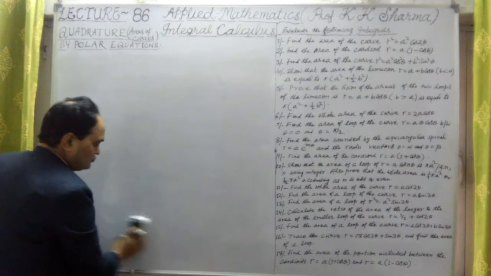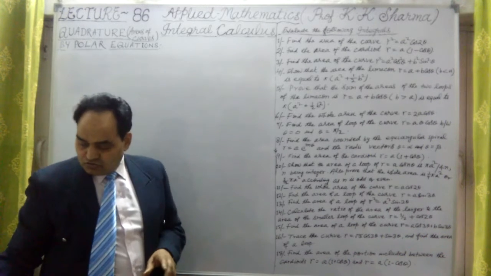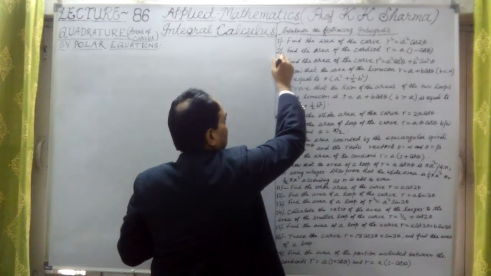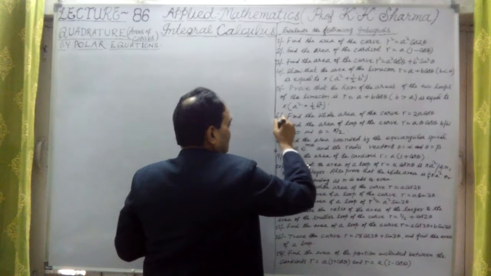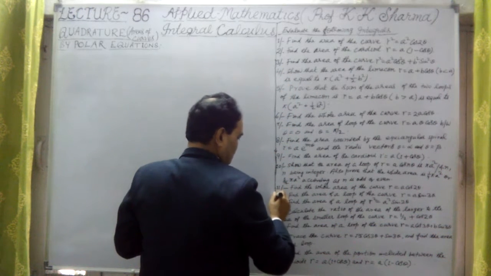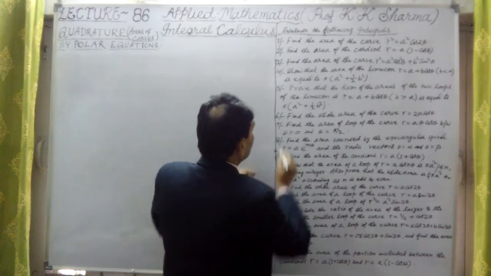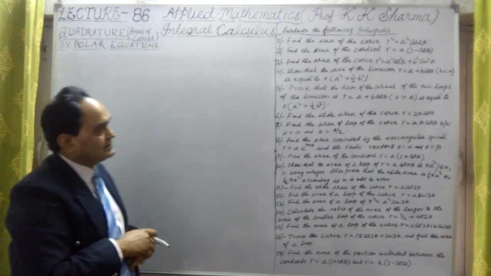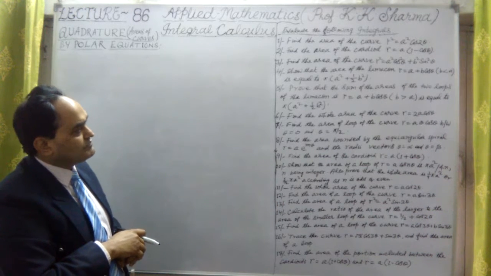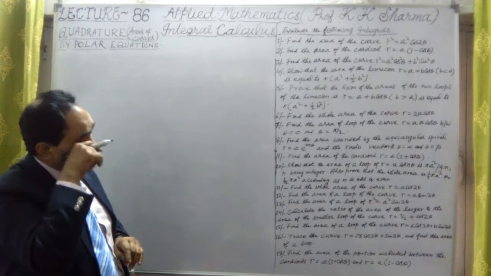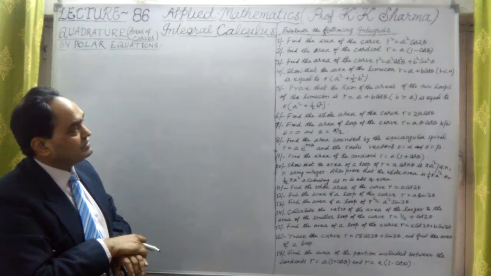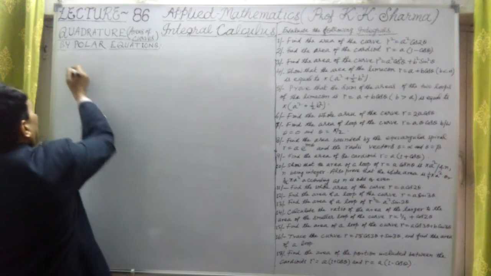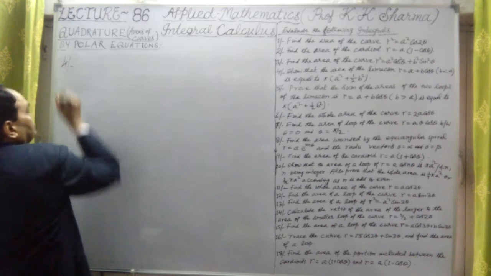Let me talk about question number 4, the fourth question. Show that the area of the limacon r equal to a plus b cos theta, where b is less than a, is equal to pi times a square plus half b square. Okay, this is question number 4.